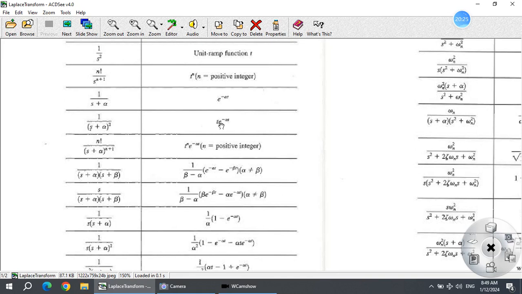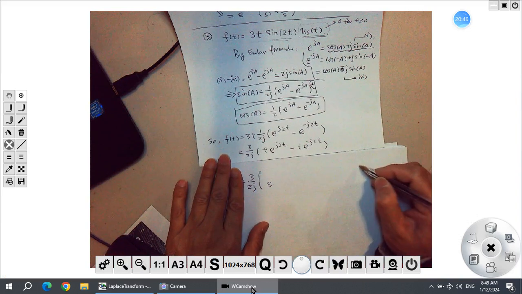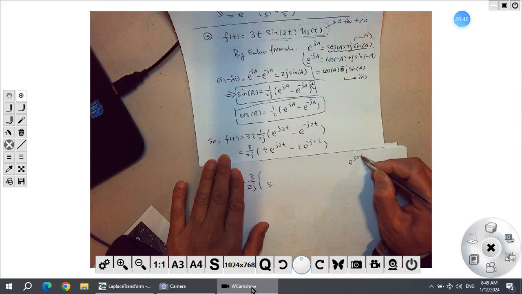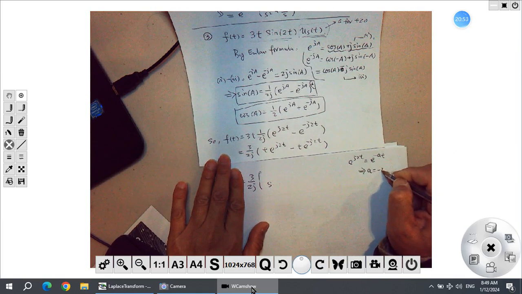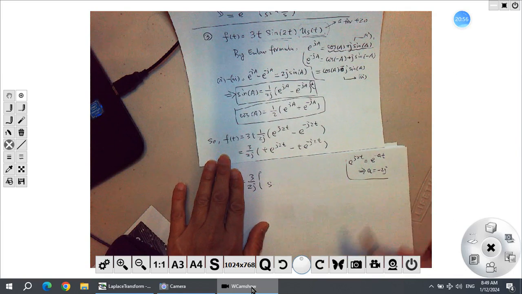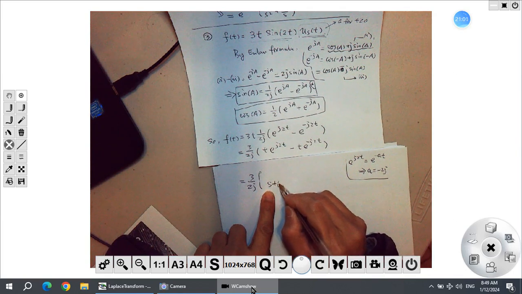Here's e to the negative at, then here's s plus a. Now e to the positive 2j t, here will be minus 2j, right? a is negative 2j. So this one, e to the j2t equals e to the negative at. That means a is negative 2j, so this is s plus a, plus negative 2j.